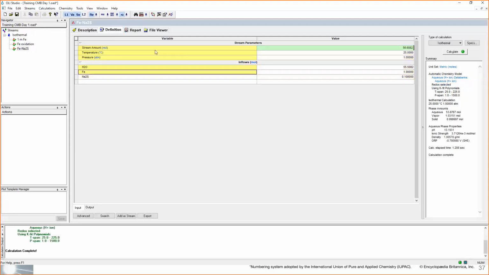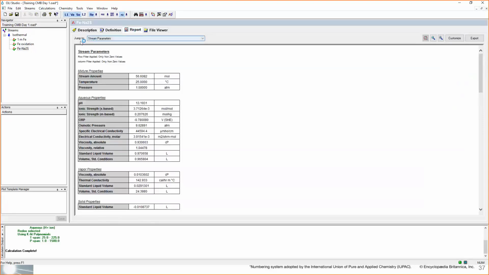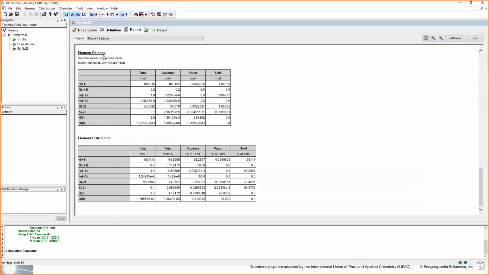We go ahead and calculate. Okay? And then we go to the report. And again, I will use the jump to element balance. And in here we'll see what's going on. We'll see what happens here. So we'll see that still, okay, we already know this. We form 1 mole of iron +2. And now you'll see the sodium oxidation state here. And then you'll see sulfur -2.